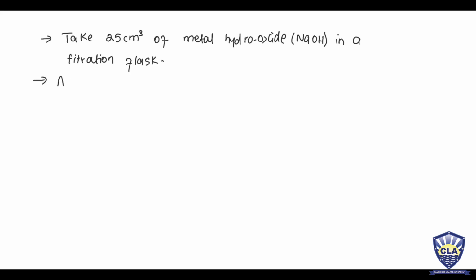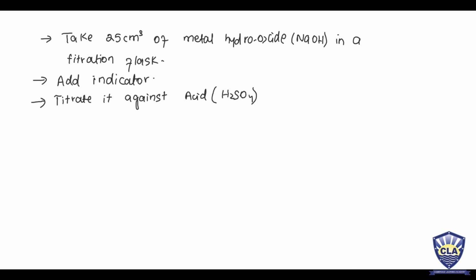The second point, that is add indicator. The next point, titrate it against acid, and the acid we are going to use up here is sulfuric acid, from burette till end point. End point means where the indicator changes its color.